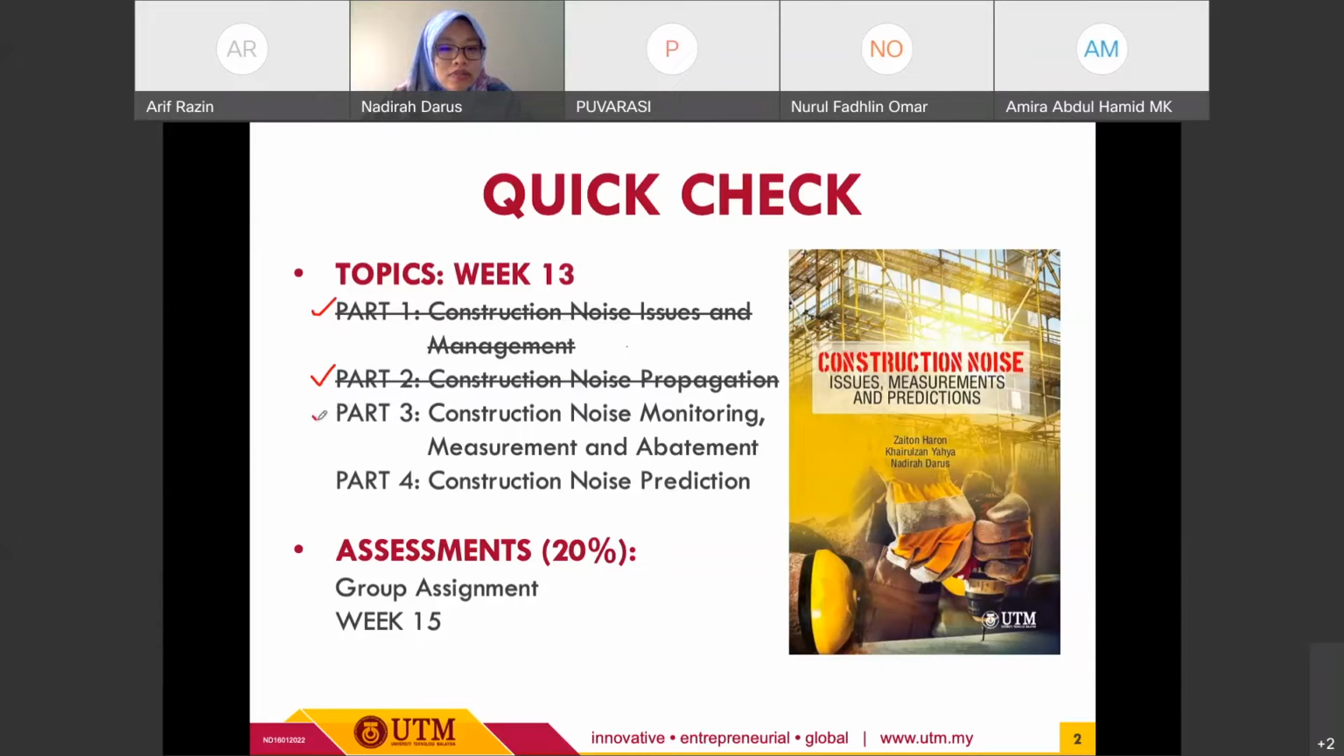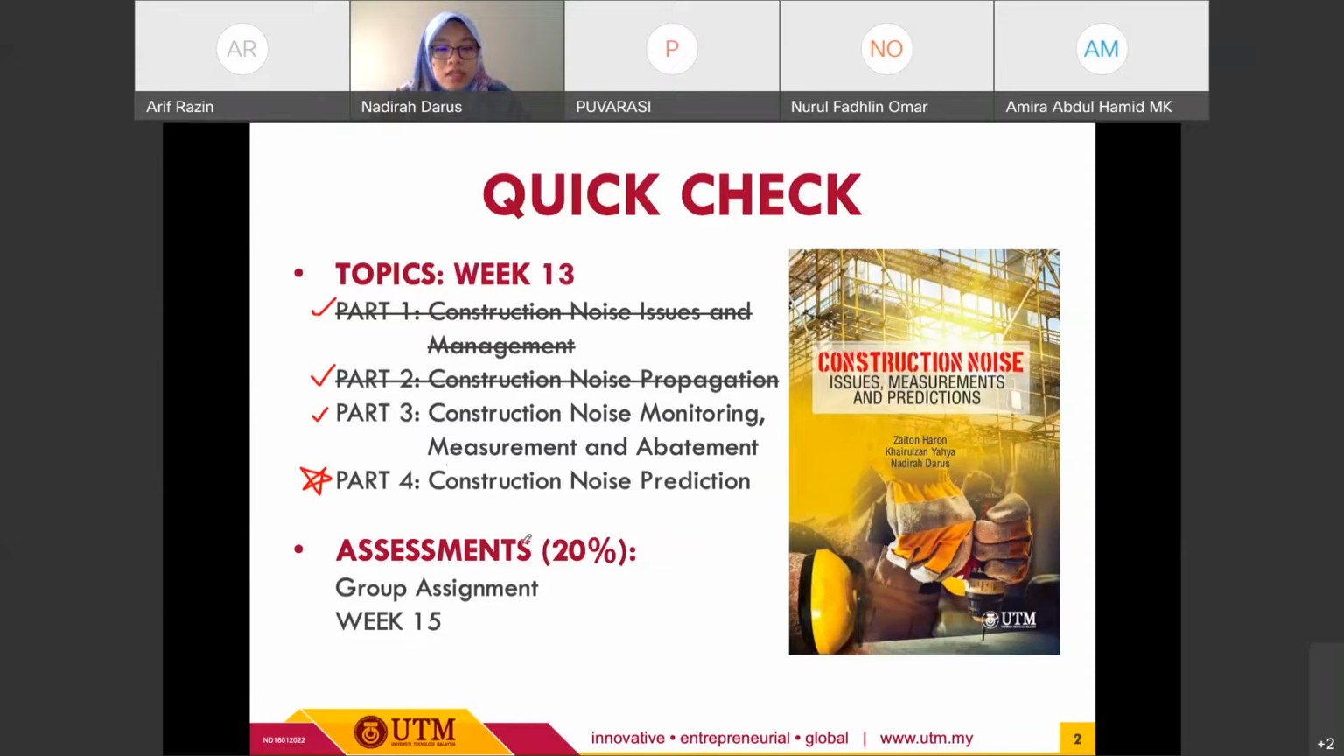Okay, so as for now, we will continue on the third part, which is on construction noise monitoring, measurement and abatement. Before we proceed with our last part for the calculation, focusing on noise prediction. Okay, so basically this is our third part for the topic. This one is more about noise monitoring and how we want to conduct the noise measurement to measure construction noise. Okay.